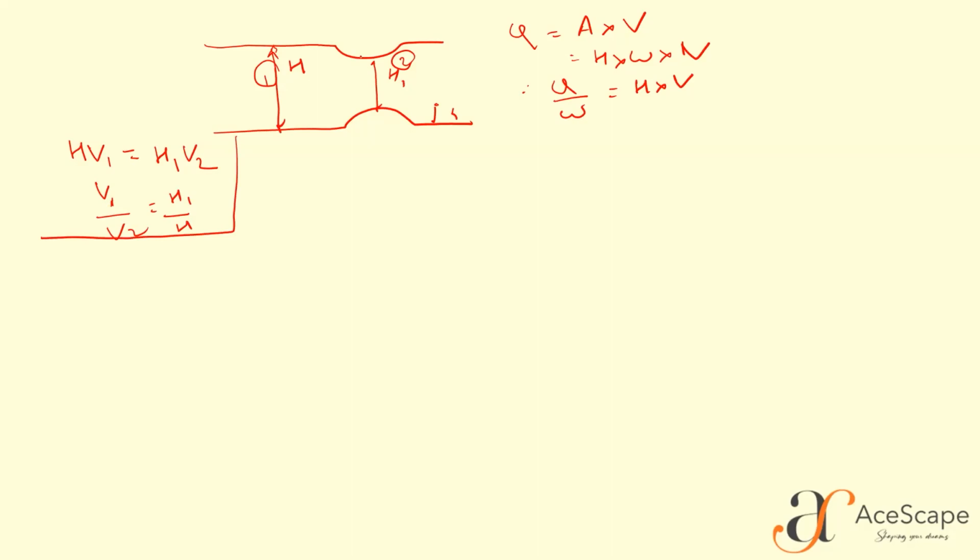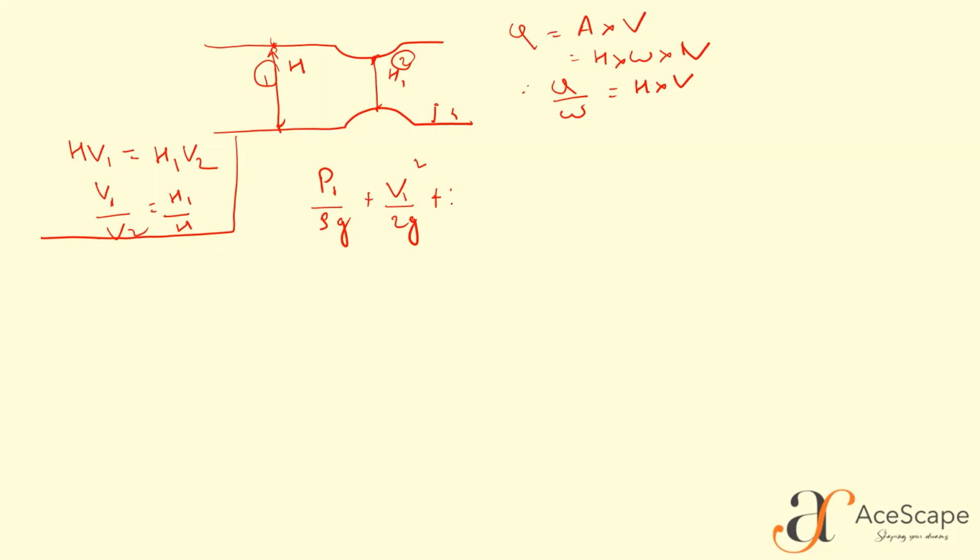Now, when we apply Bernoulli here, we don't know the pressure difference between point 1 and point 2. So for that purpose, we need to apply the Bernoulli equation on the surfaces. If we apply Bernoulli on this point and this point, the pressure is P1 by rho g plus V1 square by 2g plus the elevation of this point from, let us say, this reference datum.